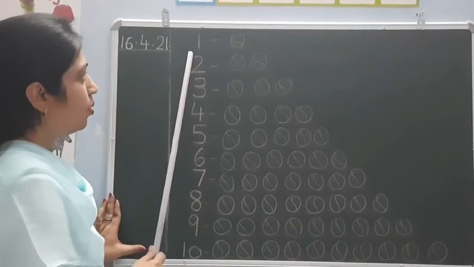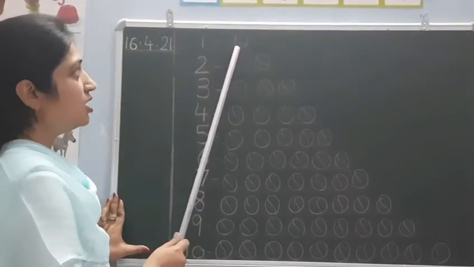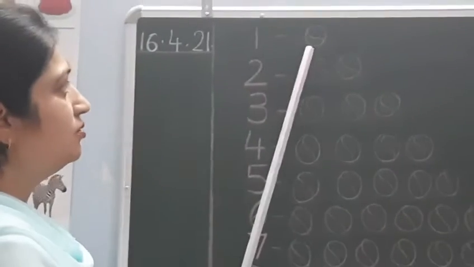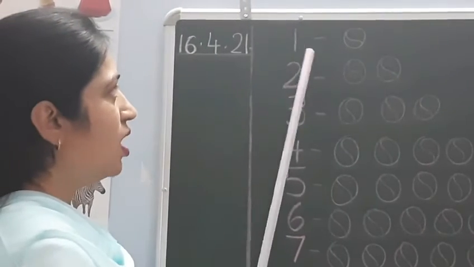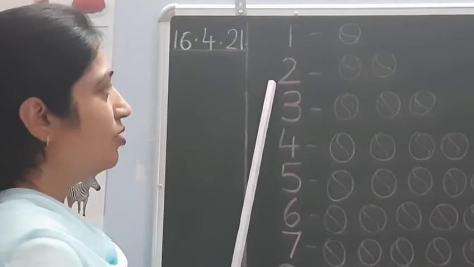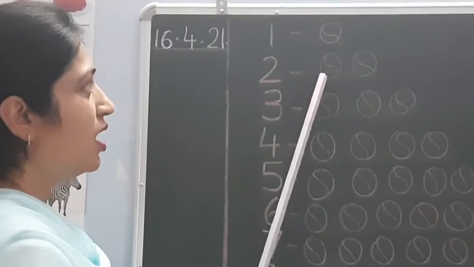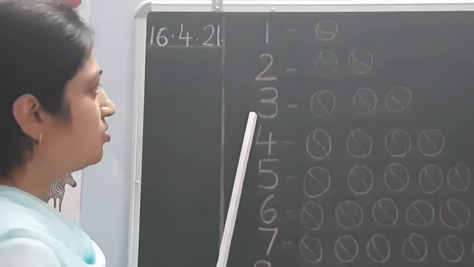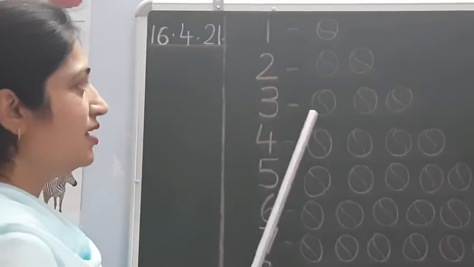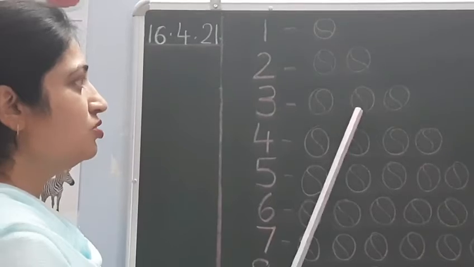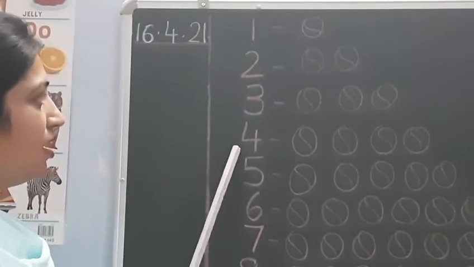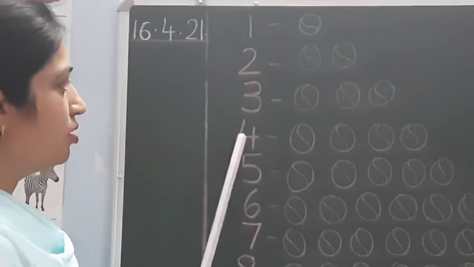This is number 1. 1 means what? Now look here. How many ball? 1 ball. 1, 1. This is number 2. After 1 comes 2. Now let's count the balls. How many balls? 1, 2. So there are 2 balls. After 2 comes 3. This is number 3. Let's count the balls. 1, 2, 3. 3 means this. Okay. After 3 comes number 4.